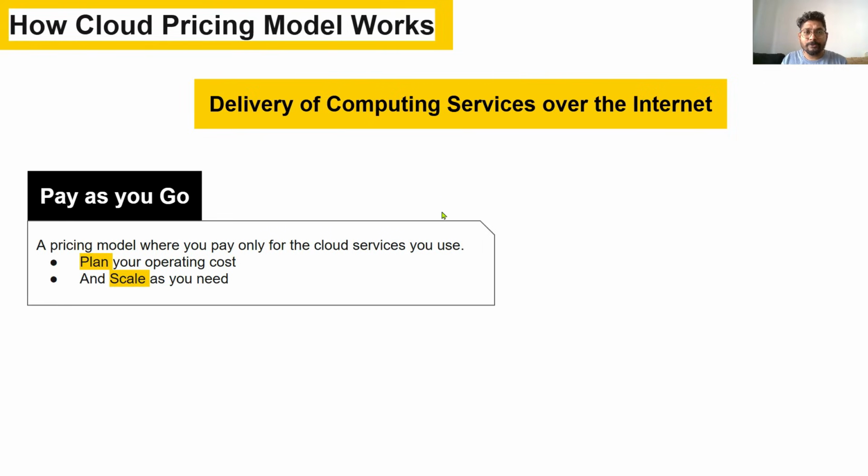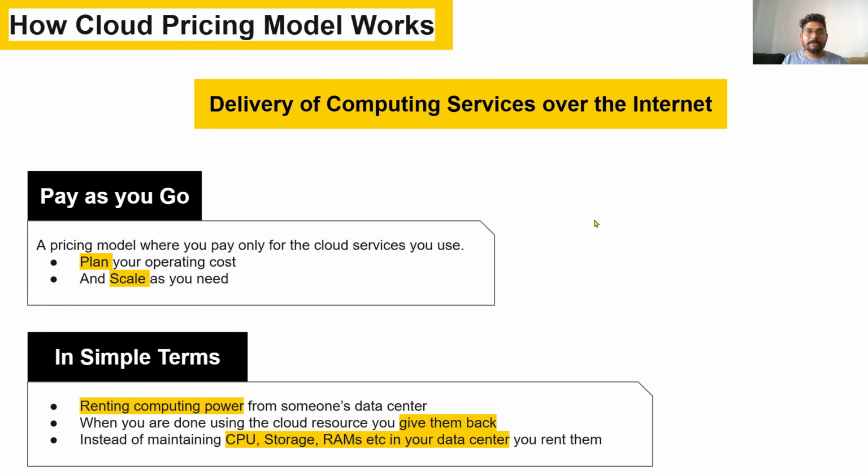Next month, I'm not going to use them as much. I'm reducing the number of CPUs and things like that. Then I pay less. In October, because the business demand is more, I would like to use more CPUs and more resources from the cloud, then I pay more when I use more. Pretty simple. So you can plan your operating cost based on the need and scale as you need. These are the two important terms to remember in pay as you go.